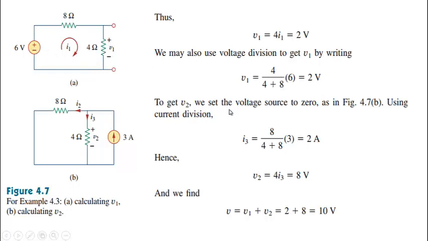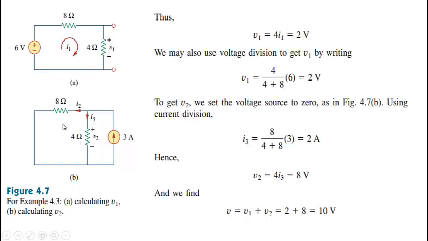To get V2, we set the voltage source to 0 as in 4.7b. You can see it over here using current division. So here we have to replace this 6 volt battery by a short circuit. So this terminal and this terminal are short circuited, and we get this circuit. So this current will then be divided into two circuit elements, 8 ohm and 4 ohm. We can simply use the current divider rule to get I3, because we need to find V2. V2 will be equal to I3 multiplied by 4.